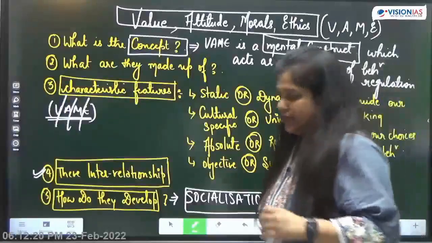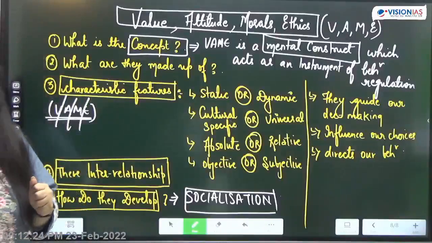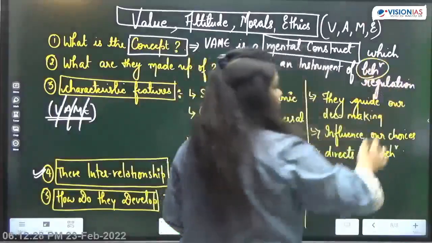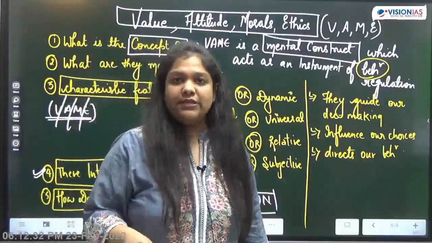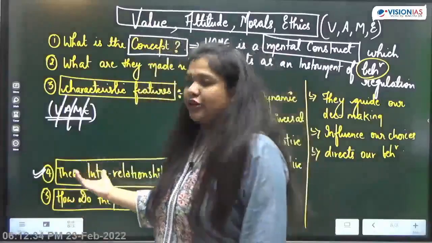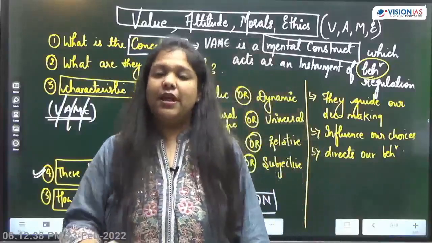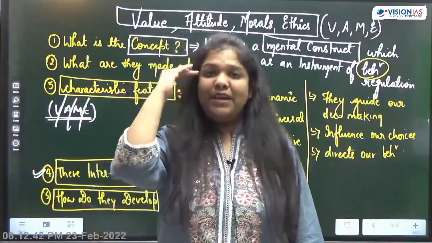See, you need to understand. ये जो VAME है, अभी हम एक लेके चल रहे हैं, ठीक है? Instrument of behavior regulation. Now listen carefully. What I'm trying to say is that VAME, till we do not define their interrelationship, I am taking it as one structure. I am telling you your values, attitude, morals, ethics are like a mental construct.